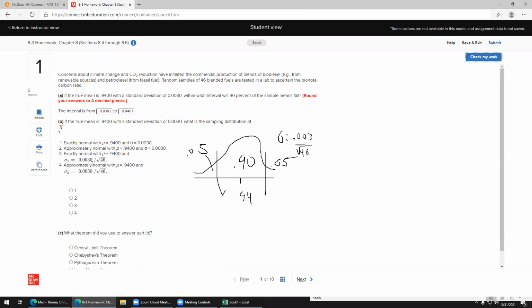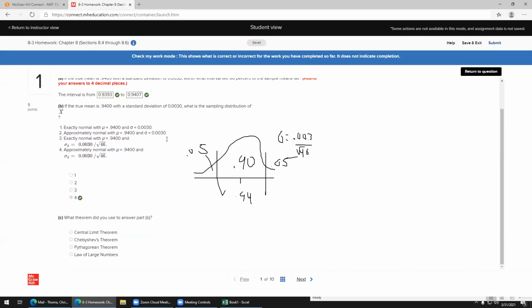I like the word approximately. I'm going to go approximately normal with a mean of 0.94 and the standard deviation of this. So if the true mean is this, what is the sampling distribution of X bar? And the answer should be 4. Yes, it's approximately normal. What theorem did we just use? Our lovely friend, the central limit theorem.